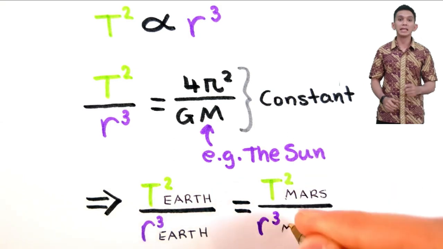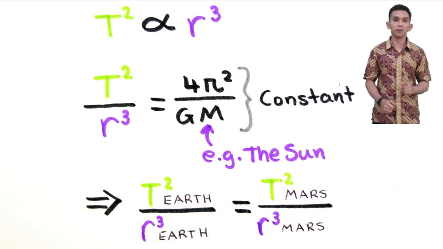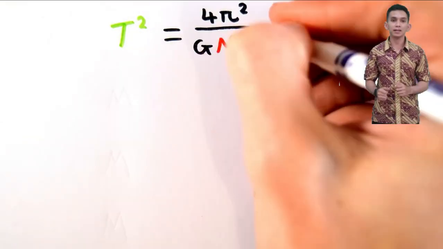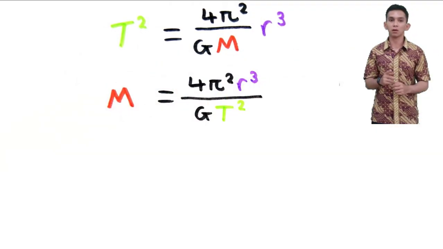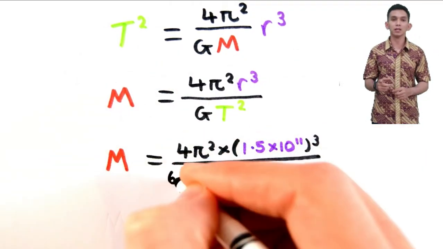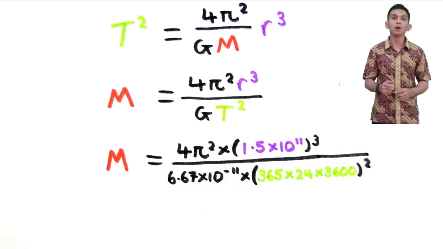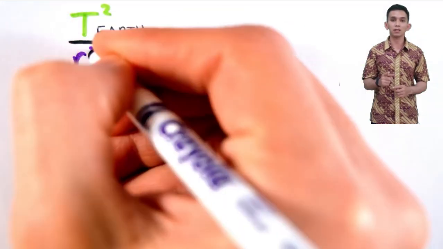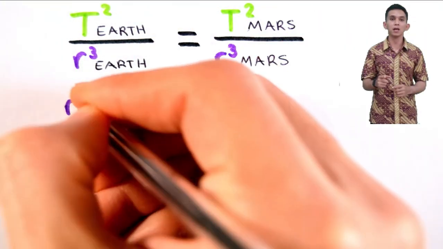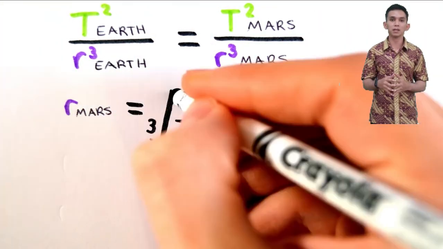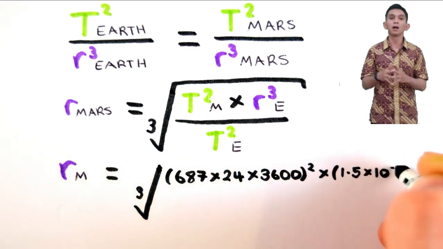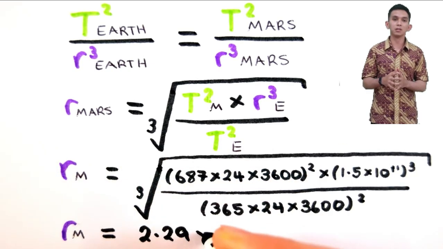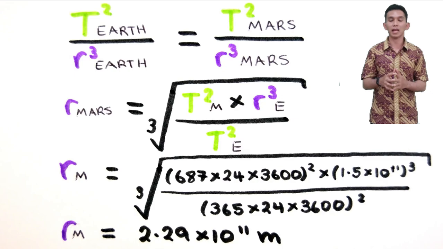For example, given that it takes 365 days for the Earth to orbit the Sun, and the distance of the Earth from the center of the Sun is 1.5 times 10 to the power of 11 meters, we can work out the mass of the Sun to be about 2 times 10 to the power of 30 kilograms. Given that the orbital period of Mars is 687 Earth days, we can use the Earth's orbital characteristics to work out how far Mars is from the Sun, as being 2.29 times 10 to the power of 11 meters.